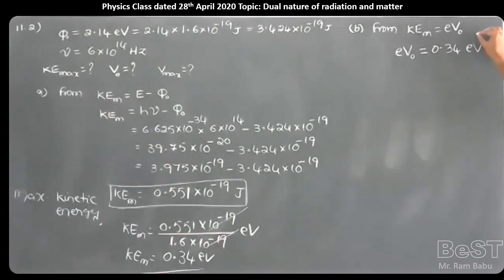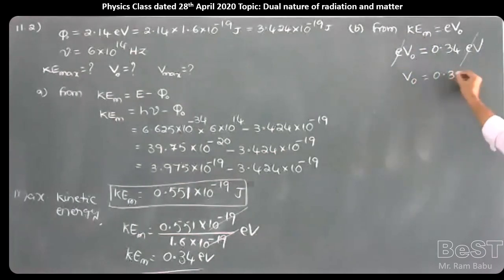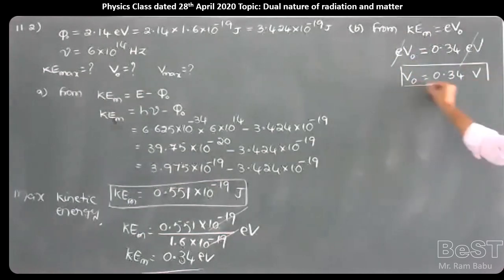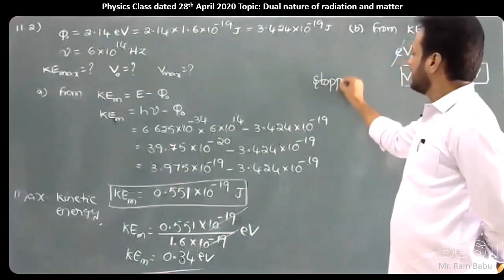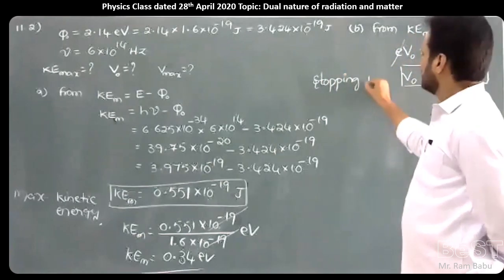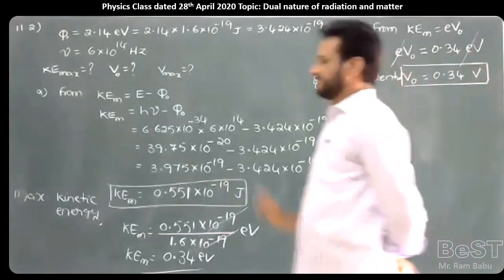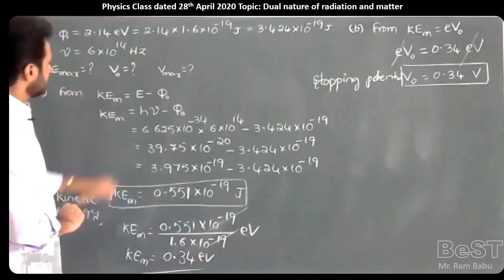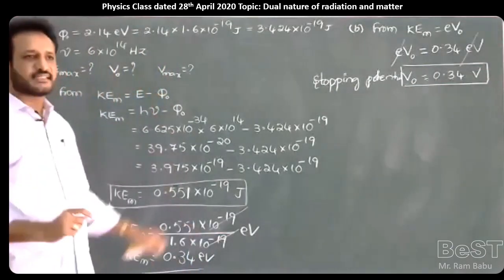Both sides, the charge of the electron gets cancelled. If you cancel the charge of the electron, then the remaining V naught is equal to 0.34 volt. Simple, that is the answer. Stopping potential V naught is equal to 0.34 volt. That is the second question. Stopping potential, or retarding potential, or cutoff voltage, anyone may call it, that is V naught, 0.34 volt. In that, one more question they asked: maximum speed of the photoelectrons. So in one simple question they asked three subparts.